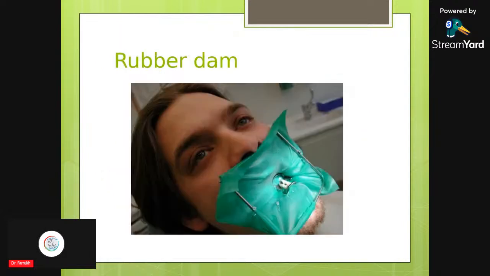Okay. So this is the rubber dam. You can see it in this picture. Why is it used? Basically, it is used for isolation, and it minimizes laceration by the instruments.